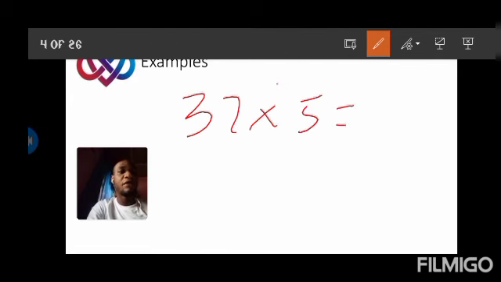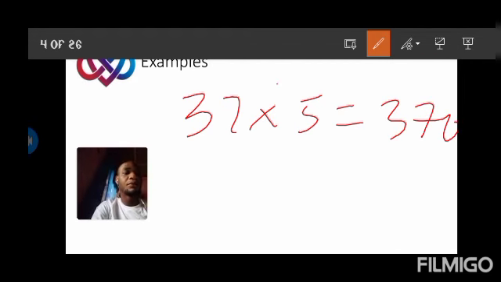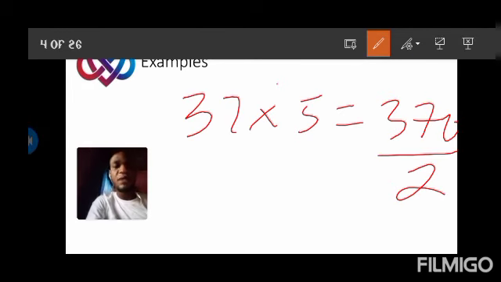37 multiplied by 5. What do we do? We write 370 divided by 2, which is our law, right? That's the law. So what do we do? Divide the number by 2. So we have to divide the number by 2. So let 2 go here.